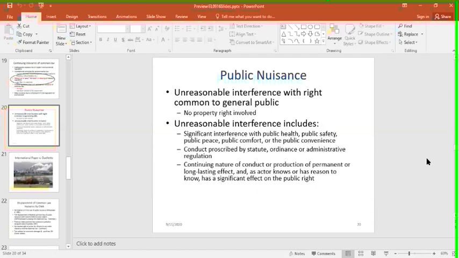public health, public safety, public peace, comfort, and convenience, as well as conduct prescribed by statute, ordinance, or administrative regulation. And the way the doctrine has sought to limit courts being overwhelmed essentially by this very broad claim is to restrict who can bring a public nuisance claim, mostly government agencies, but also groups of people or individuals who are specially affected. I won't go through all the limitations here, but just by way of quick review. So you see this is a very broad doctrine.